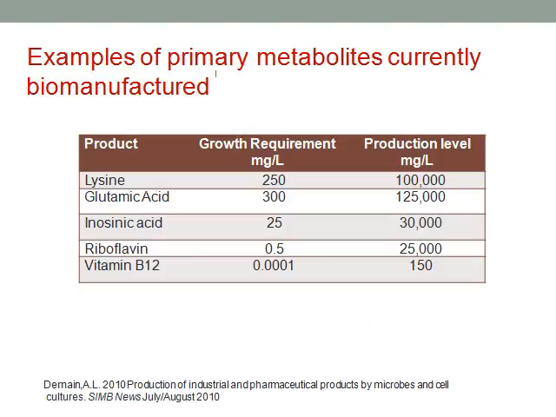Here, we show just a sampling of the simple compounds that can be biomanufactured. As we described earlier, amino acids such as lysine and glutamic acid, or vitamins such as riboflavin.